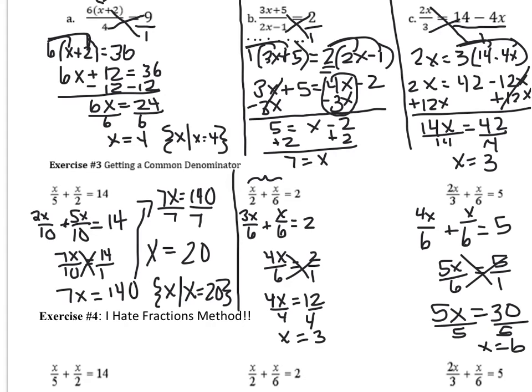So that's when you have a sum set equal to a number. Before you can cross multiply, you have to add the fractions together. It could also happen with a difference. You would have to subtract the fractions, but you'd use the same process.